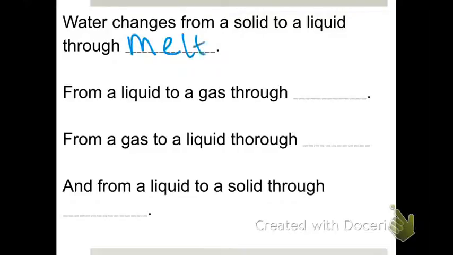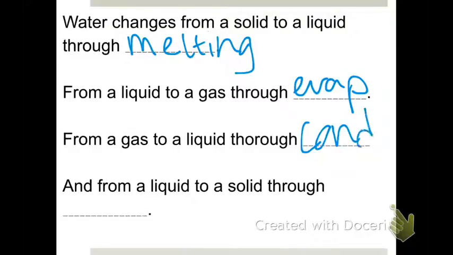And don't write all of these down. If you know them, skip it. But if there's one of these words that as I'm explaining it, you forgot what it was, then write that particular one down. So solid to a liquid through melting. It goes from a liquid to a gas through evaporation. From a gas to a liquid through condensation. And from a liquid to a solid through freezing.